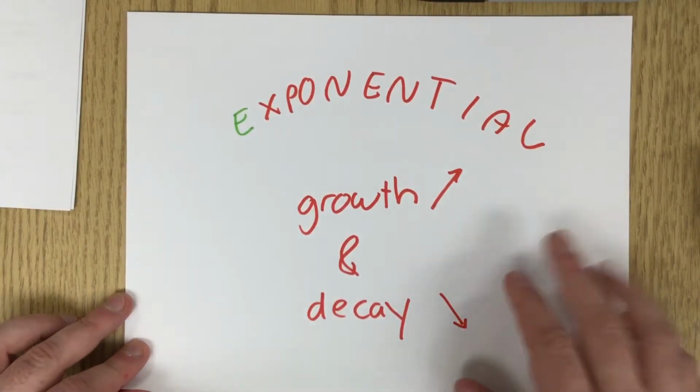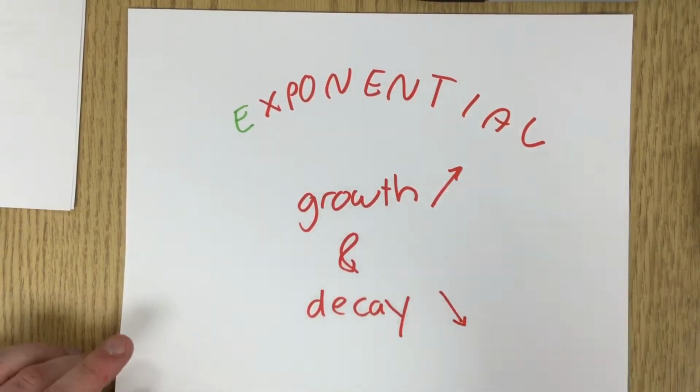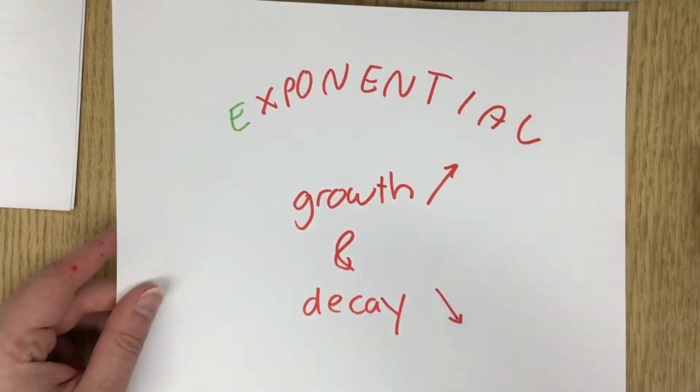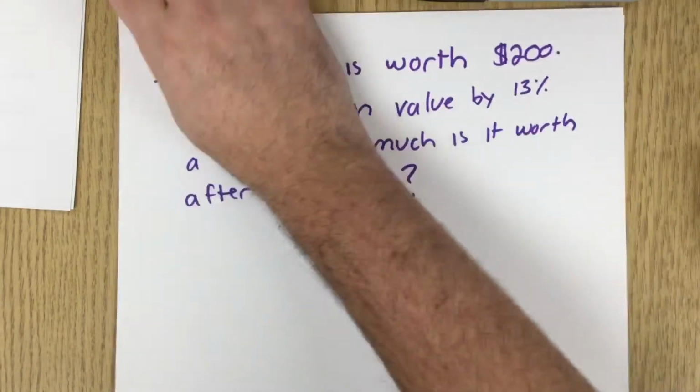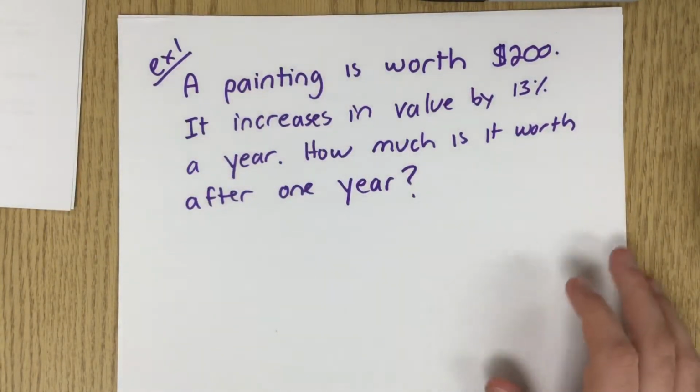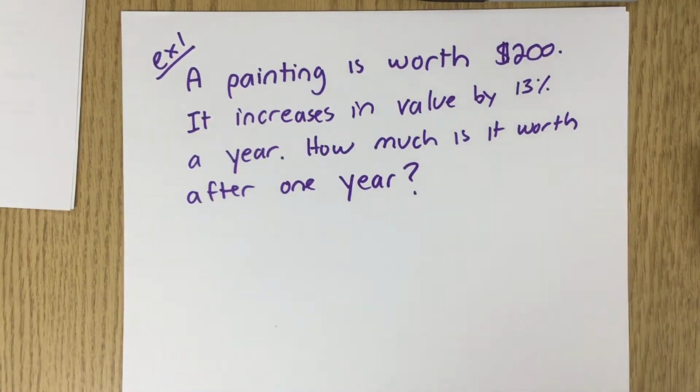We're going to be covering exponential growth and decay, essentially word problems with exponents. So the first example, we have a painting worth $200. It increases in value by 13% a year, and how much is it worth after one of those increases?